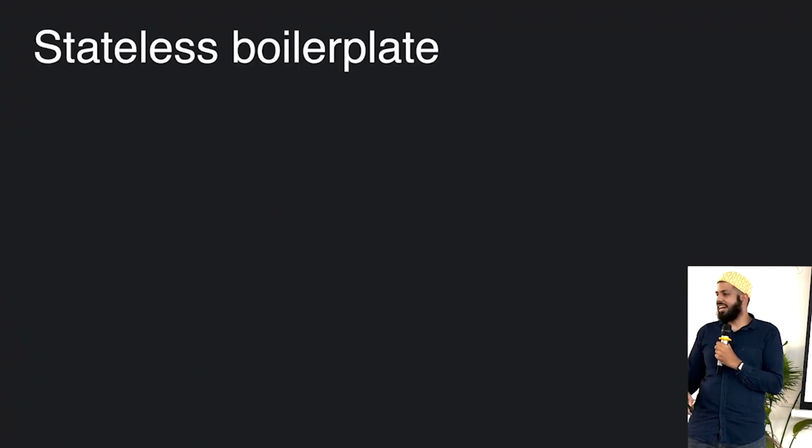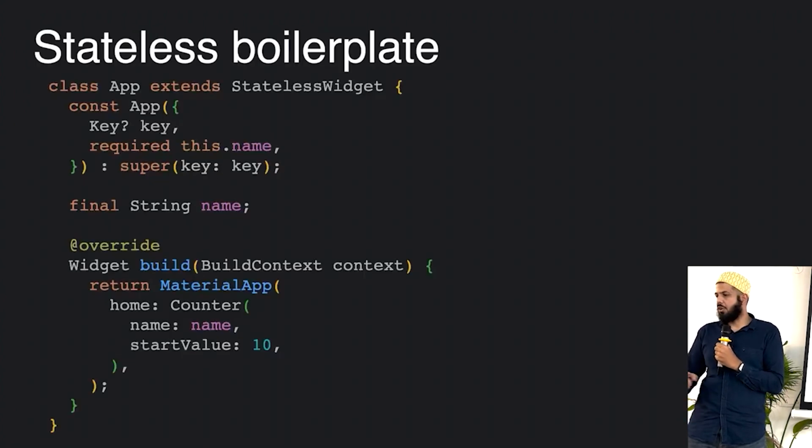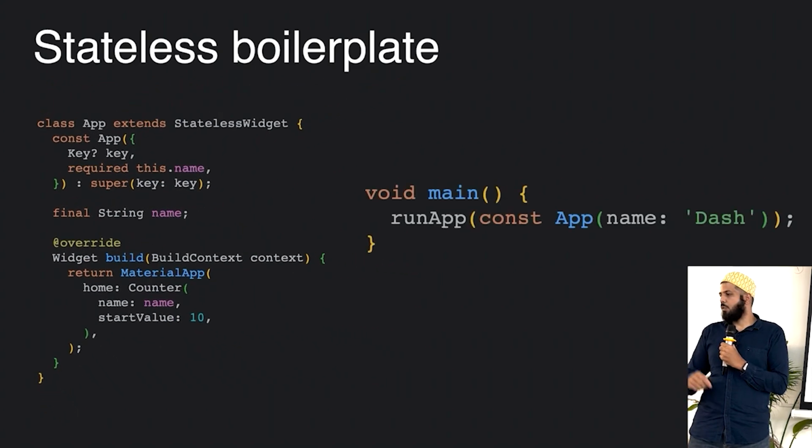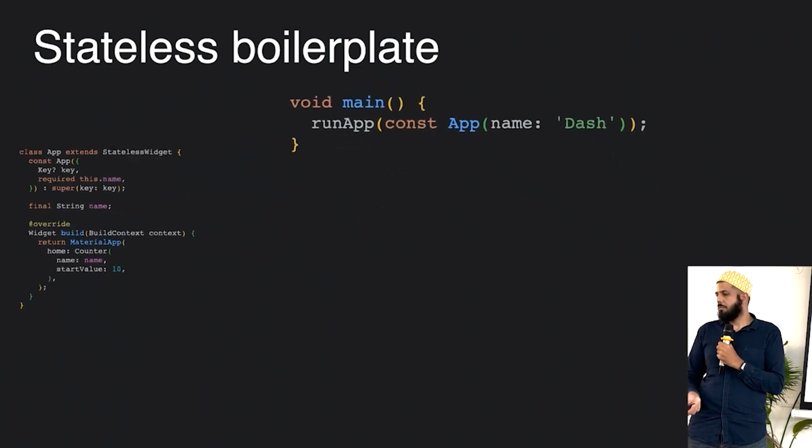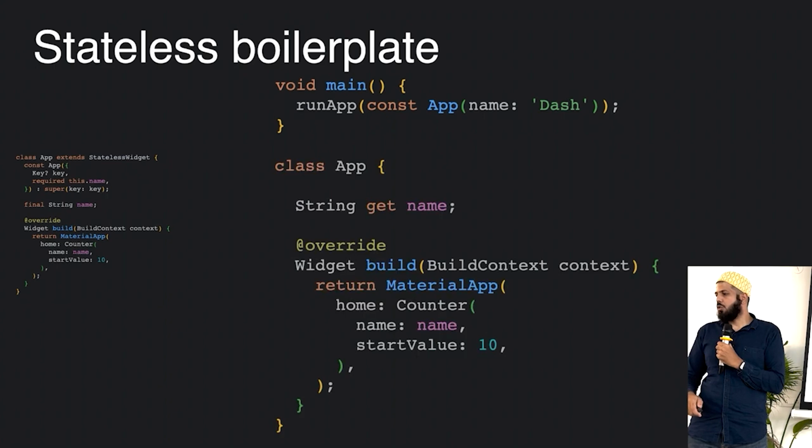Another example is stateless boilerplate code. So I'll just go quickly here. It's the same class which we had earlier on the stateless. And when we run this app, it required a parameter called dash. And what we can do is we can create a class, but we don't define any stateless or stateful anything related to it. We just define a plain class.